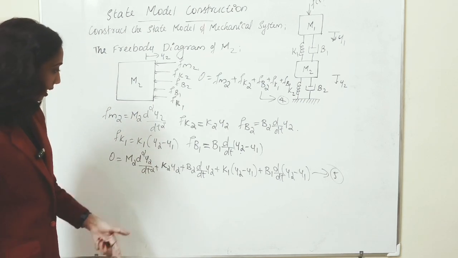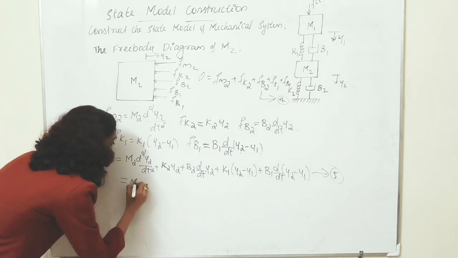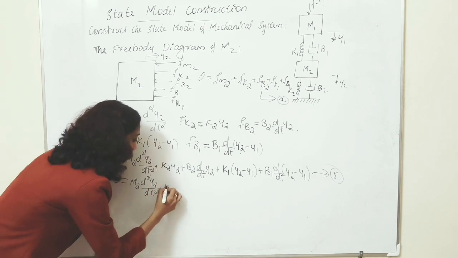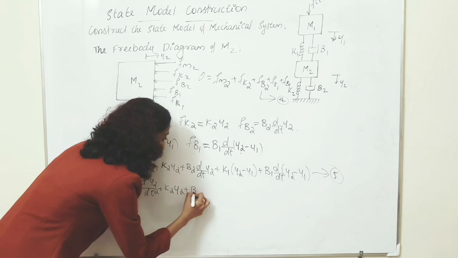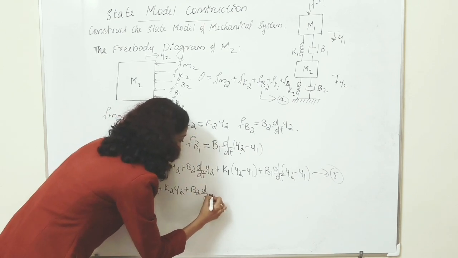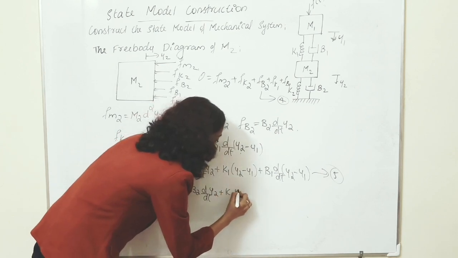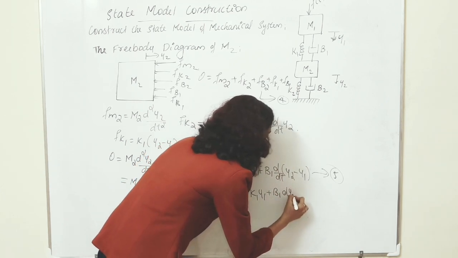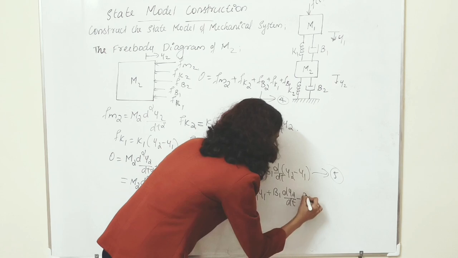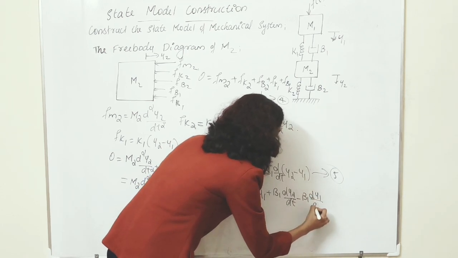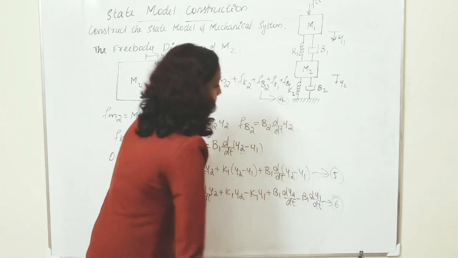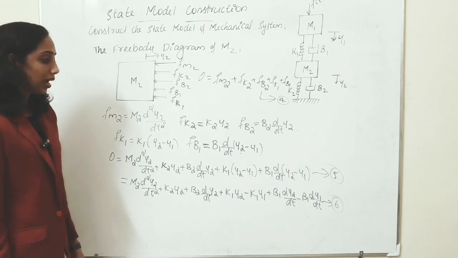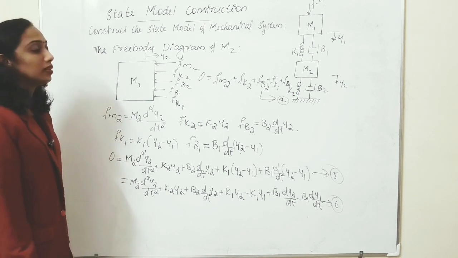Then we have to remove all the brackets and write it like m2 into d square y2 by dt square plus k2 y2 plus b2 d by dt of y2 plus k1 y2 minus k1 y1 plus b1 dy2 by dt minus b1 dy1 by dt. This is equation number 6. We need only equation number 3 and equation number 6 to form the state model.